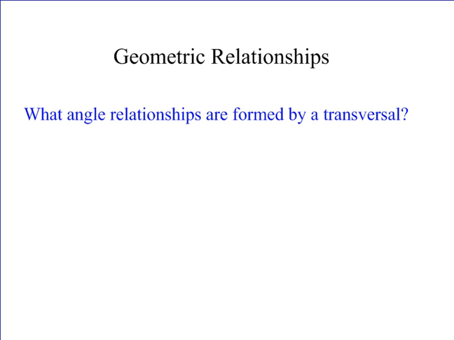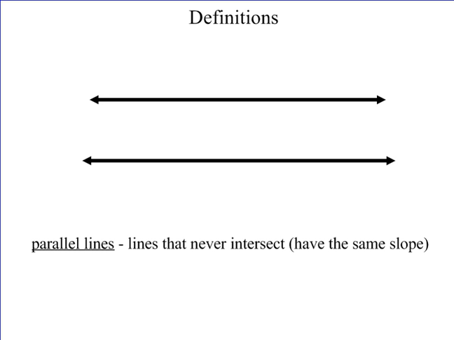Geometric relationships. What angle relationships are formed by a transversal? That's what we're going to answer in this little quick video. So first we have parallel lines, and parallel lines are lines that never intersect. They have the exact same slope. So we're going to keep that definition and work with it.